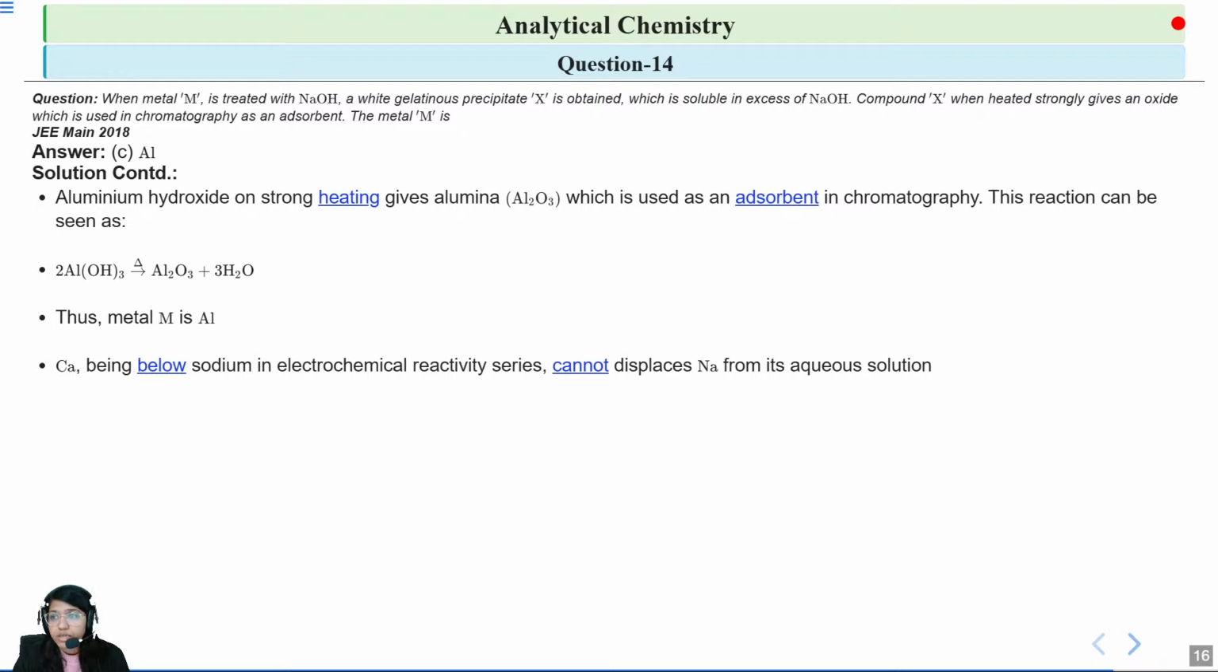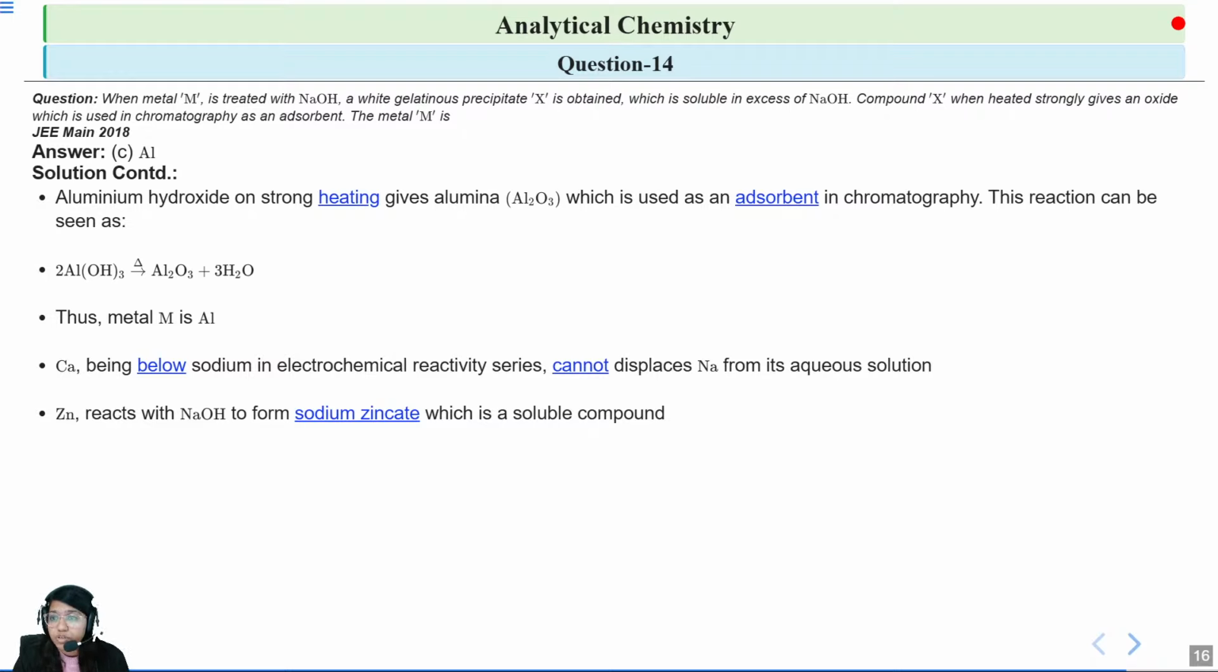Calcium, Ca, is less reactive than sodium, Na, in the electrochemical series. Therefore, calcium cannot displace sodium from its aqueous solution. This is because sodium has a greater tendency to lose electrons and get oxidized compared to calcium.